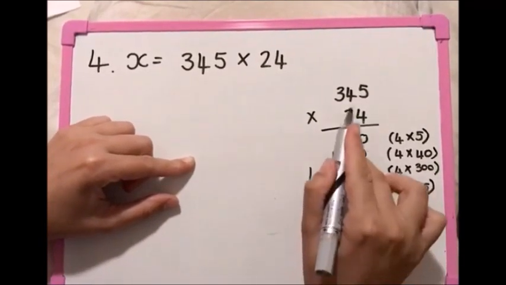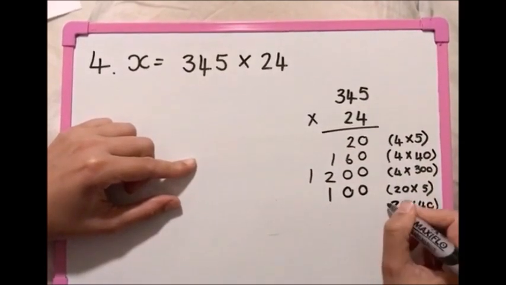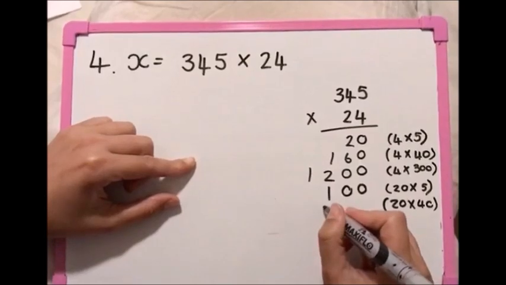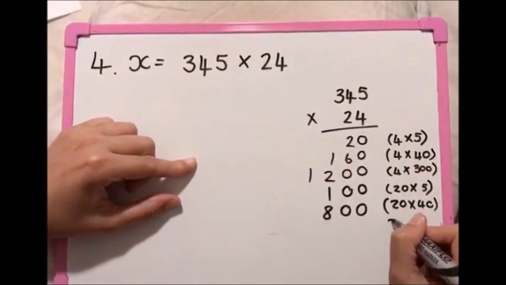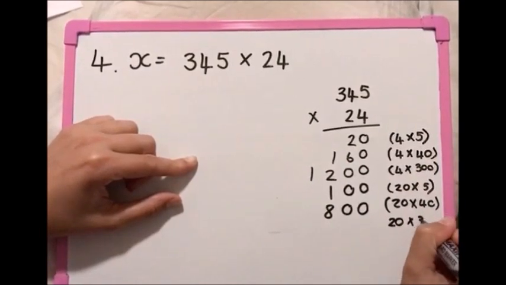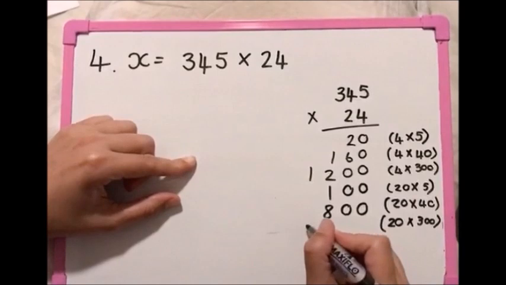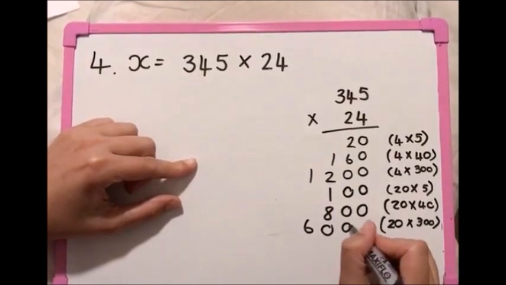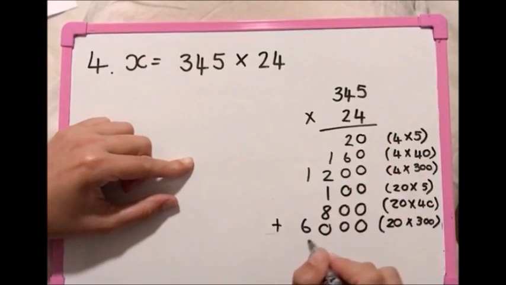Then we move to the 40. 20 times 40 gives us 800. And lastly, 20 times 300 gives us 6,000. When we write our answers, we must make sure it is underneath each other.